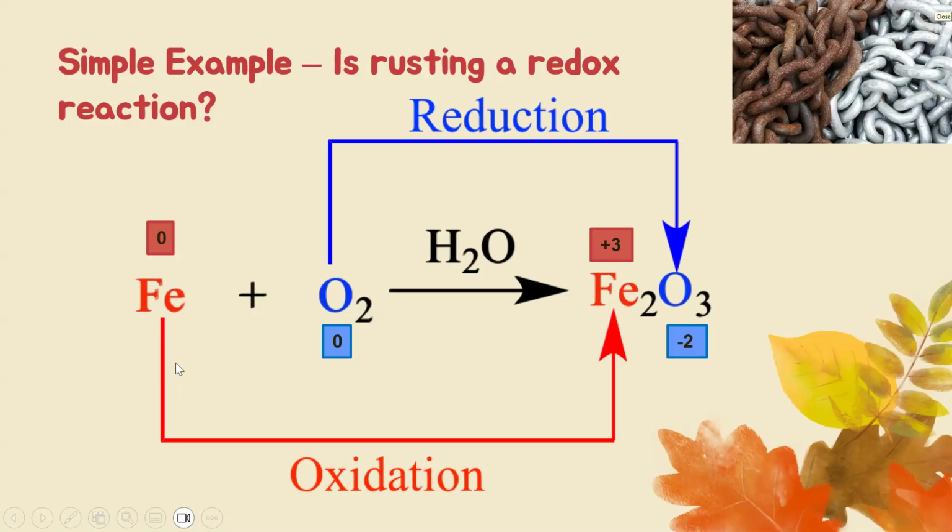Okay, but you can tell here that we can use the same process, because we go from 0 to +3. So oxidation is loss of electrons, meaning it's becoming more positive. This one is oxidation. Reduction is gain of electrons. Electrons are negative, so that would make it more negative. So here is the reduction.